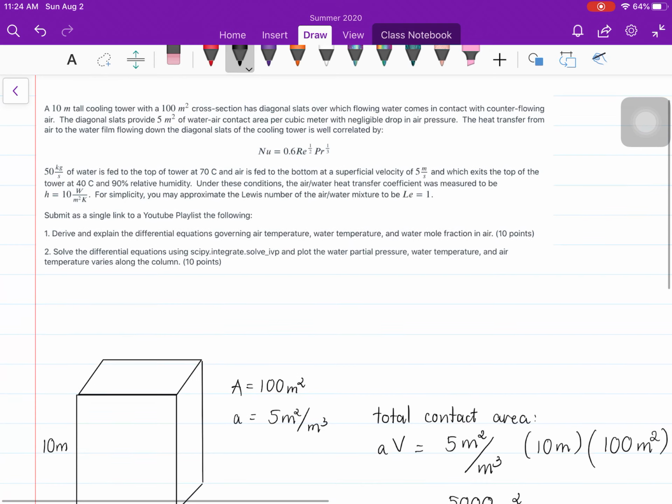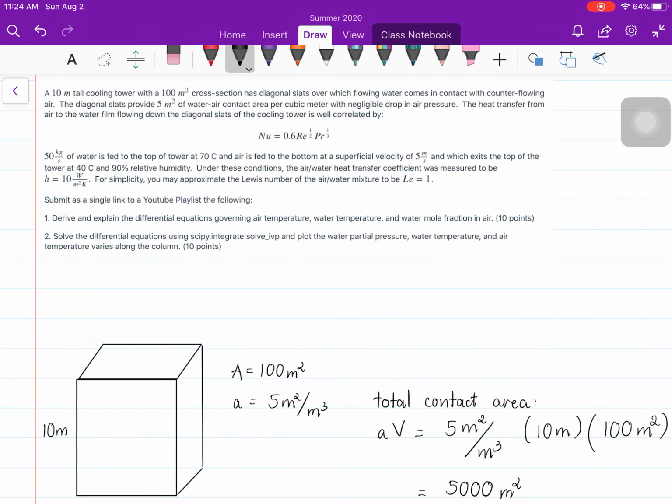And then the heat transfer from air to water film flowing down the diagonal slat of the cooling tower is well correlated by the equation where we have Nusselt number equal to 0.6 times Reynolds number to the 1/2 times Prandtl number to the 1/3. And we have 50 kilograms of water fed to the top of the tower. So given that, we can calculate the superficial mass flow rate of water vapor.